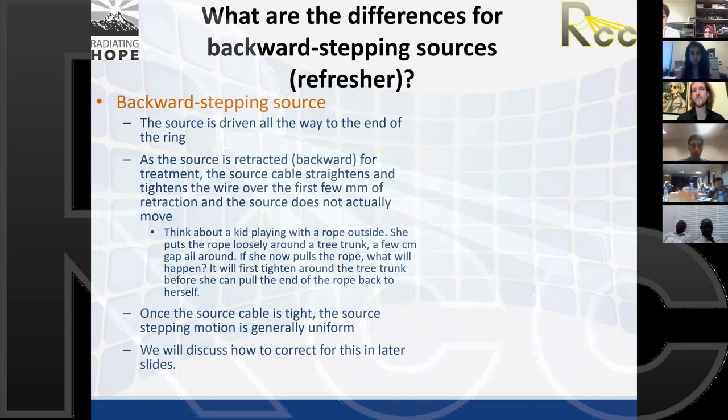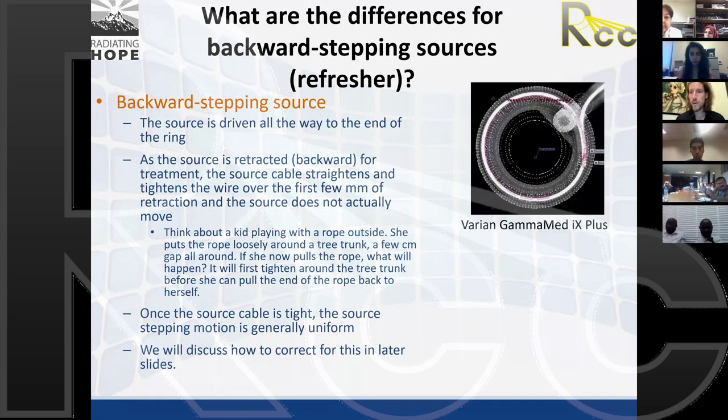Okay, so if you think about a kid playing with a rope outside, she puts the rope loosely around a tree trunk, a few centimeters gap all the way around this tree trunk. If she pulls on the rope, what happens? Well, intuitively, first, the rope tightens around the tree, and then the rope pulls back to her. So if you think about a real world sort of example, it makes a little bit more sense. I'll show you pictures to elaborate on the ring system. Once the cable is tight, the source stepping motion is generally uniform.